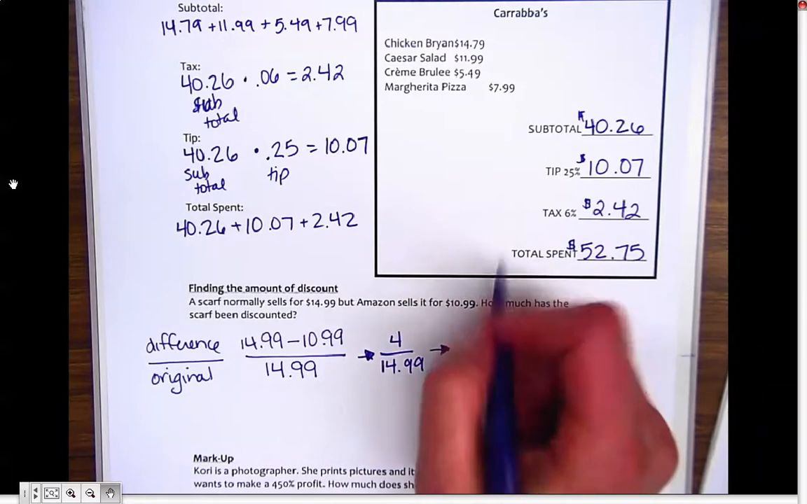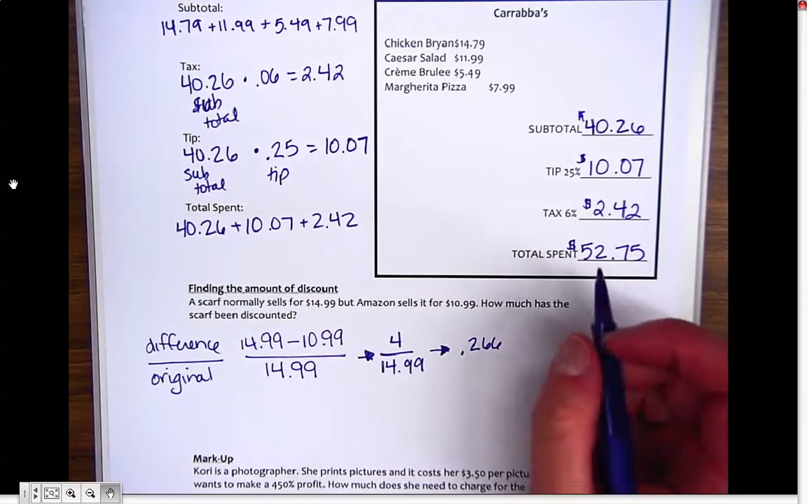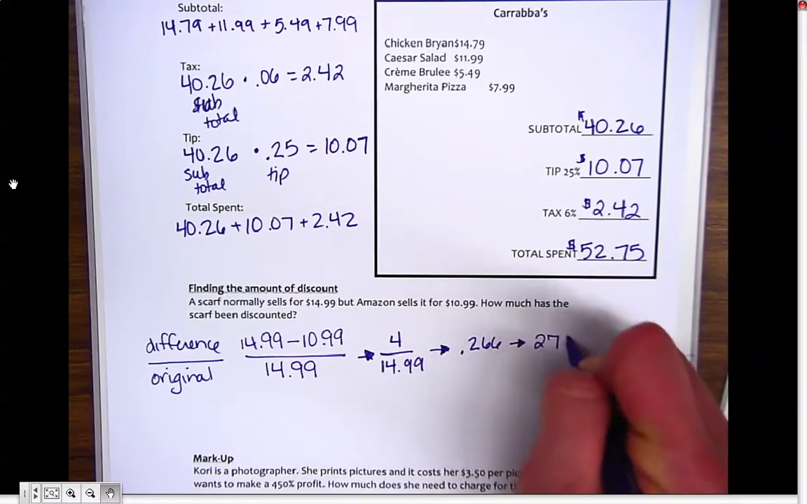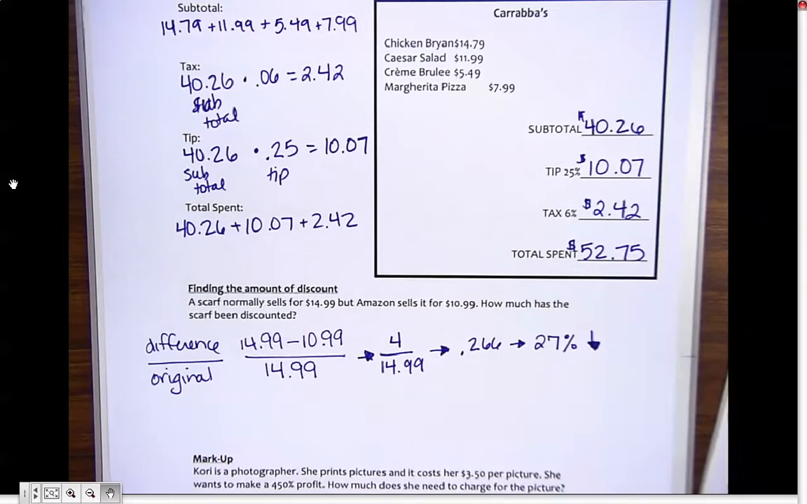That gets me a decimal of 266 thousandths, which is about a 27% decrease in cost.